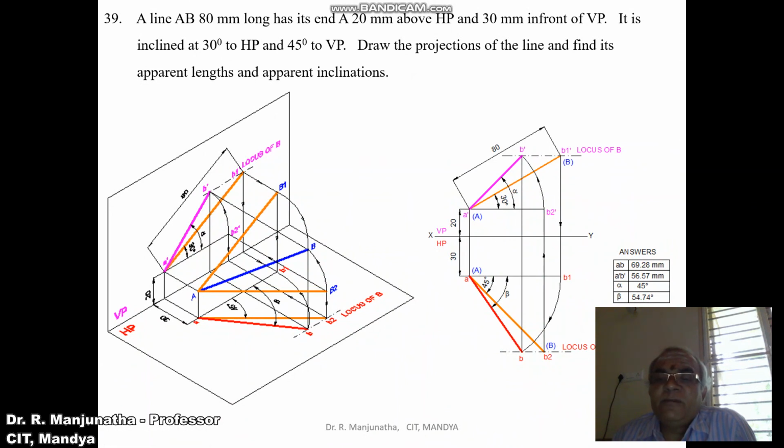In manual, it will be 55. And A dash B dash is 69 mm, and AB will be 57 mm. In computer, it is 69.28 and A dash B dash 56.57. So this will be the final answer. So we need to write only this in the sketchbook. So this is how you will be able to solve this problem.